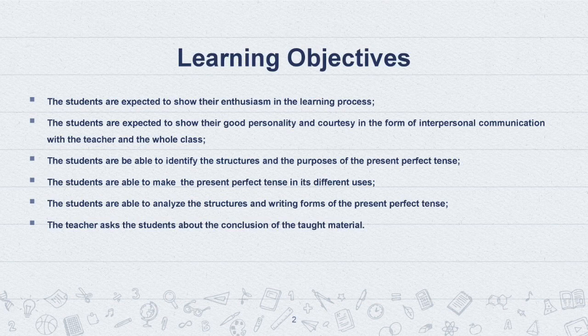Number 4. The students are able to make the present perfect tense in its different uses. Number 5. The students are able to analyze the structures and writing forms of the present perfect tense. And the last, the teacher asks the students about the conclusions of the taught materials.